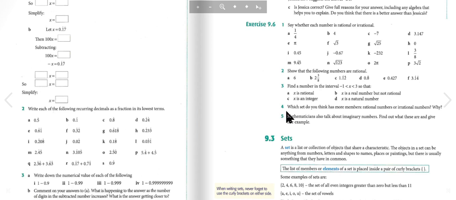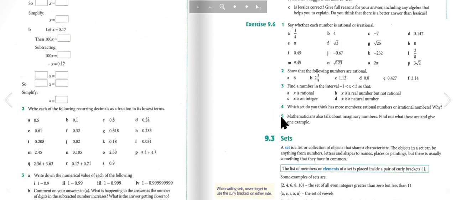Question 4. Which set do you think has more members, the rational numbers or the irrational numbers? Why? Well, I think it's the irrational numbers, because if you pair up all the rational and irrational numbers, there will be some irrational numbers left over. Even if you paired all the rational numbers, there are just more irrational numbers.